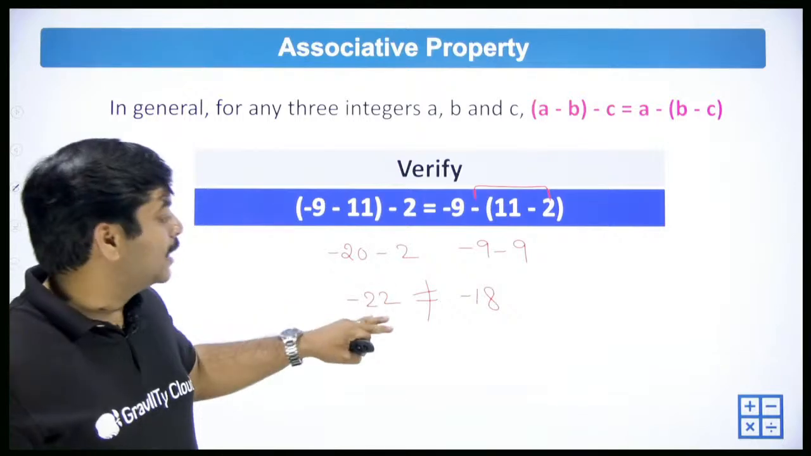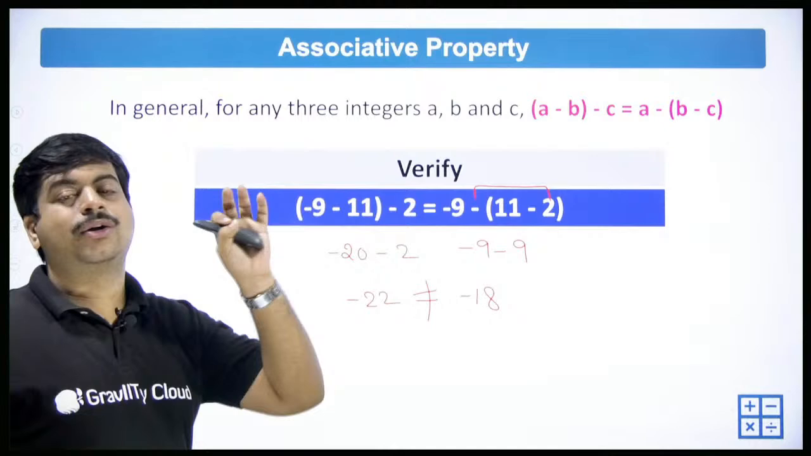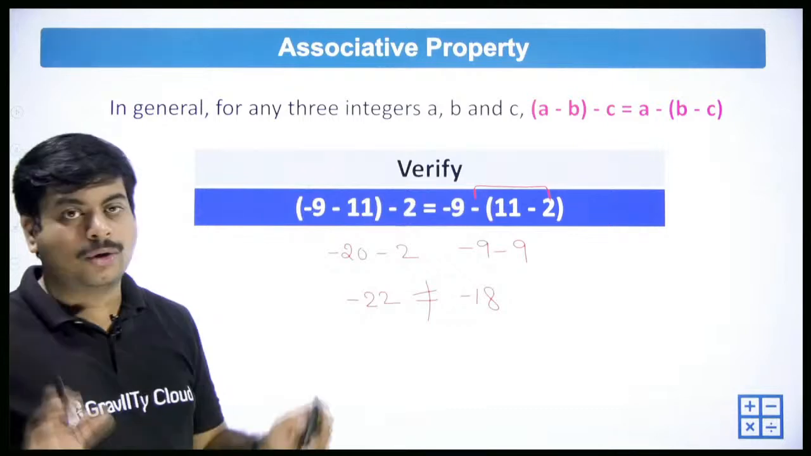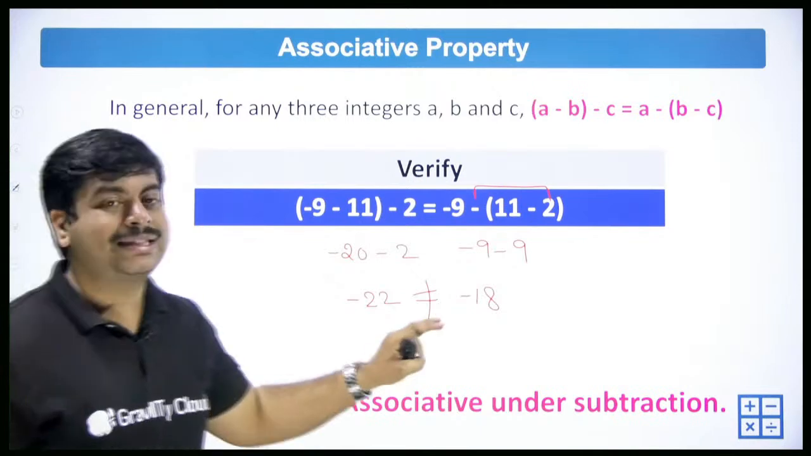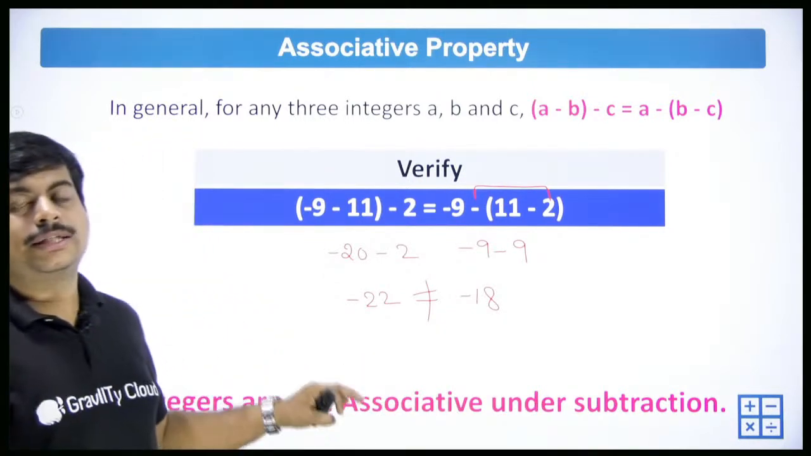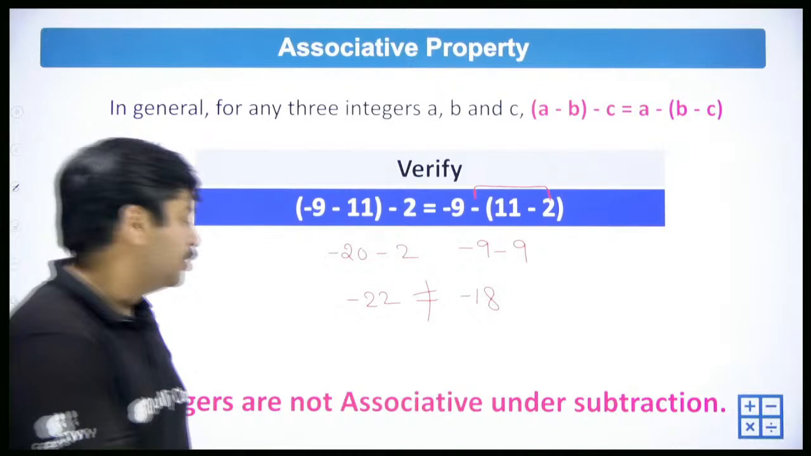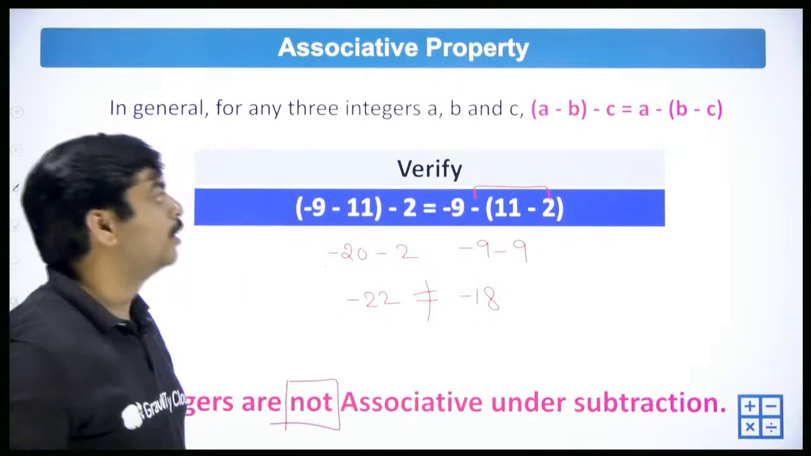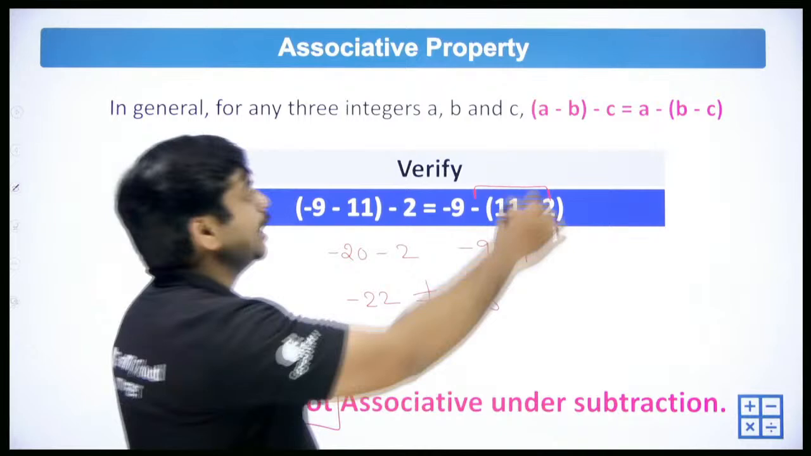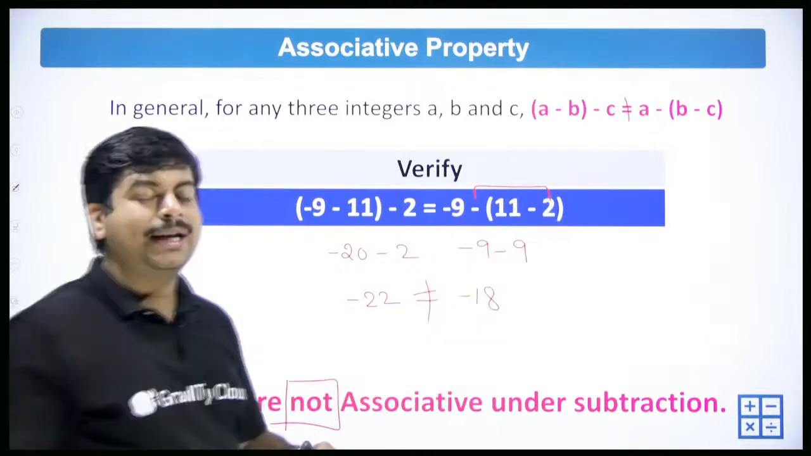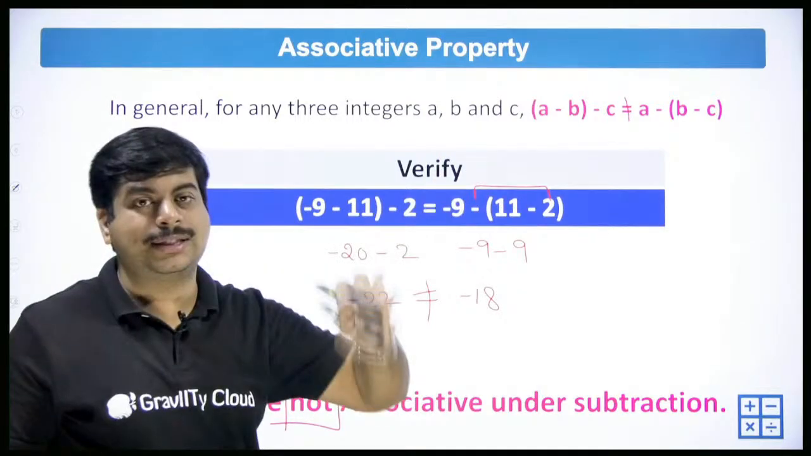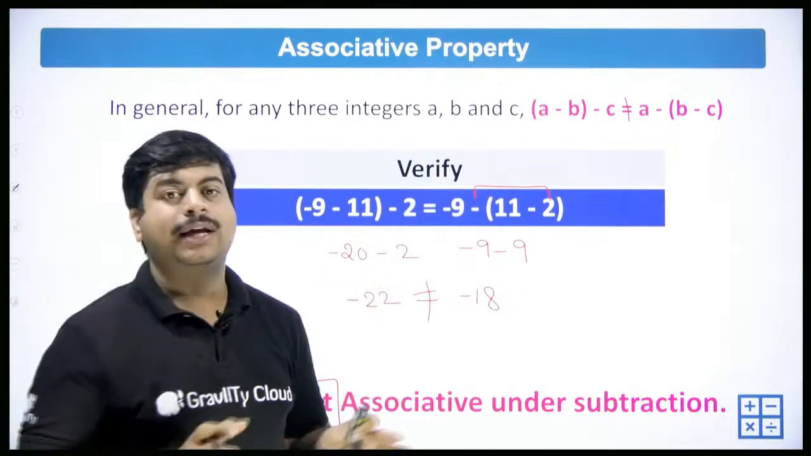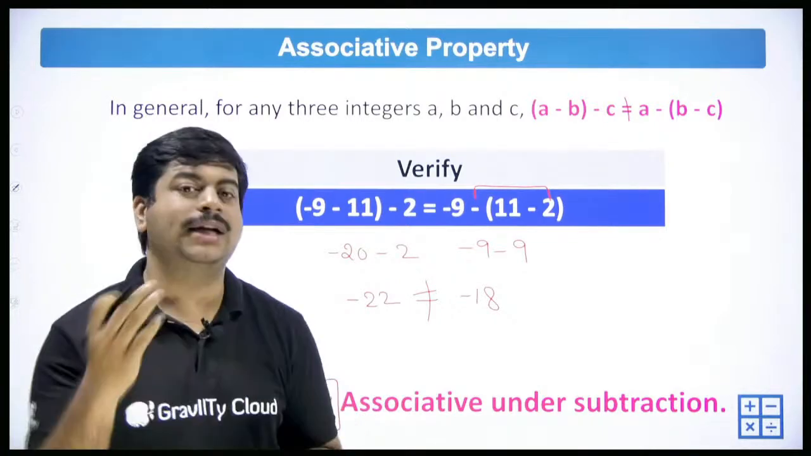So we can say that these two are not the same: (a − b) − c and a − (b − c). So we can say that integers are not associative under subtraction. You should be very careful. It is confirmed: for subtraction it is not valid. Let us try to see for multiplication and then for division.